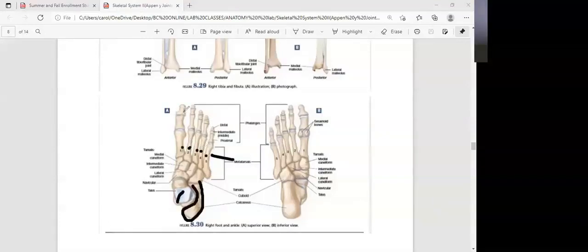We have 3 phalanges for every toe that we have, except for the big toe, right? The big toe will have only 2 phalanges, 1, 2, but then this one will have 3, 1, 2, and 3. Therefore, right here you will have 12, and right here you will have 2, for a total of 14 phalanges in one foot. Both feet obviously is going to be 28.